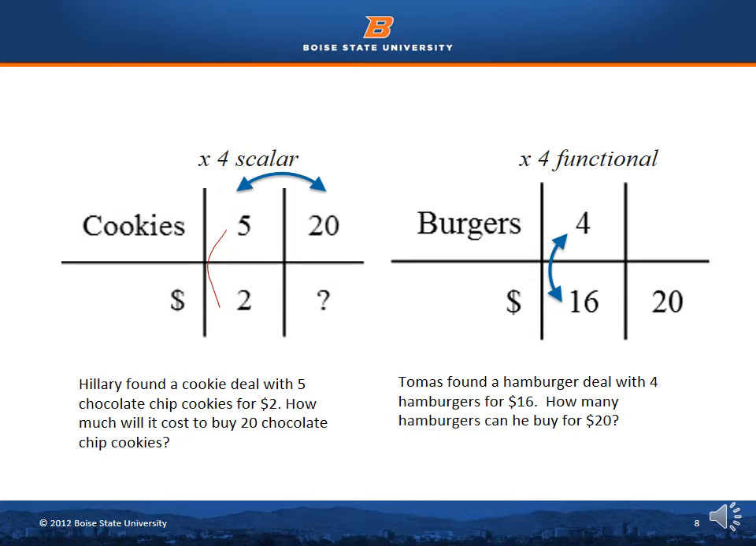In contrast, the second question asks, given the relationship of 4 burgers for $16, how many burgers can Thomas buy for $20? The difficulty of determining the multiplicative relationship between 16 and 20 presses students to look at the relationship between the 4 and the $16 and determine the functional relationship.